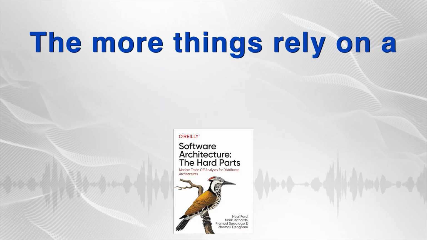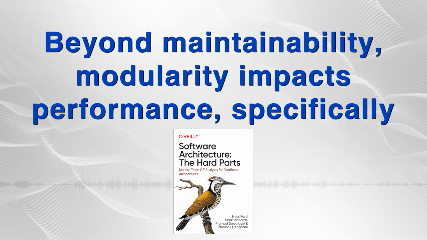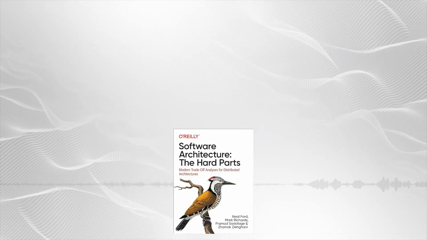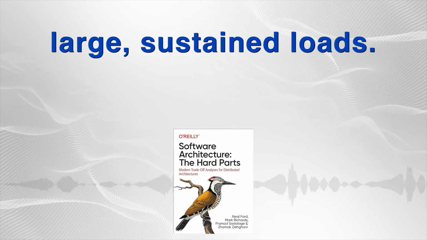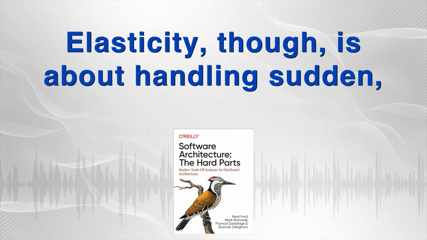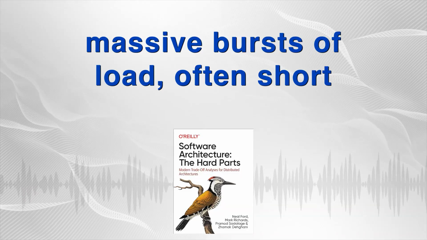The more things rely on a piece of code, the harder and riskier it becomes to change it. Beyond maintainability, modularity impacts performance, specifically scalability and elasticity. It's important to distinguish these. Scalability being the ability to handle large, sustained loads. Correct, over a longer period. Elasticity, though, is about handling sudden, massive bursts of load, often short-lived.